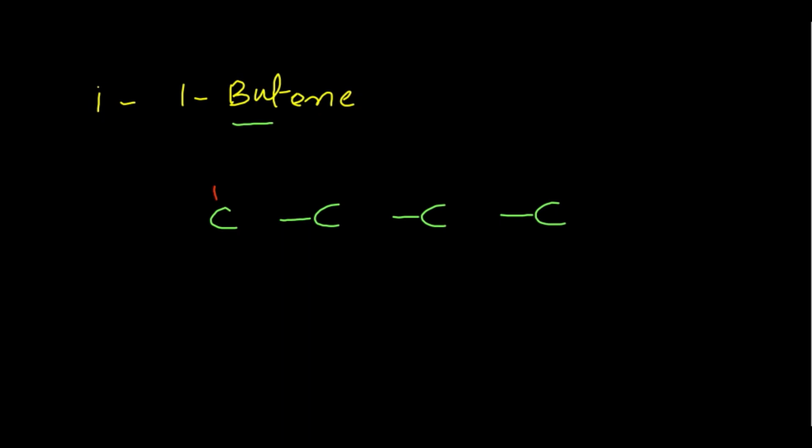Now do the numbering of these carbon atoms either from the left hand side or from the right hand side. 1, 2, 3, 4. Now students, ene shows there is a double bond in the molecule. Now what is the position of the double bond? 1-butene. 1 shows the double bond is present between carbon number 1 and carbon number 2.